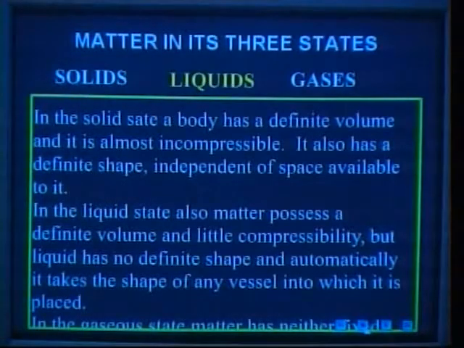In the solid state, a body has a definite volume and it is almost incompressible. It also has a definite shape independent of the space available to it. In the liquid state, matter also possesses a definite volume and little compressibility, but a liquid has no definite shape and automatically takes the shape of any vessel into which it is placed.